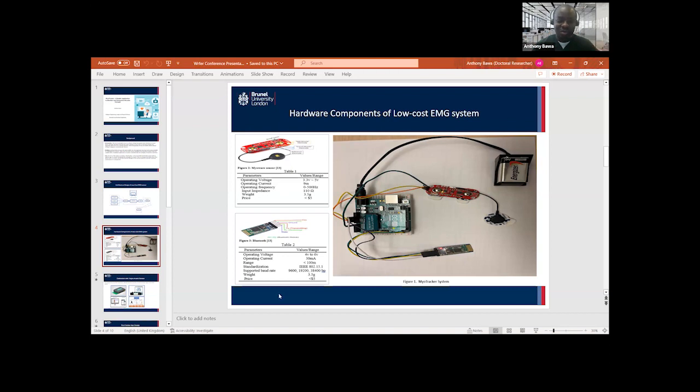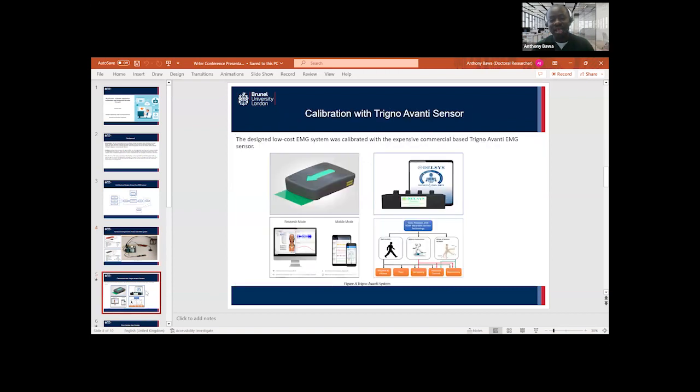What we did was calibrate it against a standard-based sensor. This is an example of a standard EMG sensor, the Trigno Avanti sensor. This one costs more than £10,000 here in the UK, and this is very expensive. One of the main aims was to see how we could fabricate a low-cost EMG sensor that is able to measure muscles and perform the same functions as the standard EMG sensor. This here is the standard Trigno Avanti sensor in the open market, which is expensive.